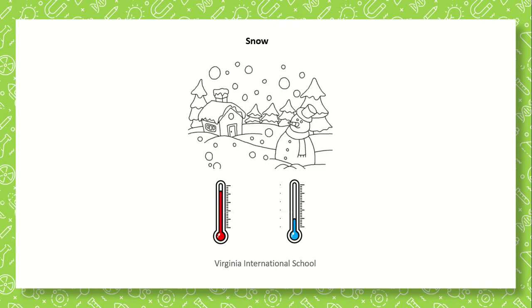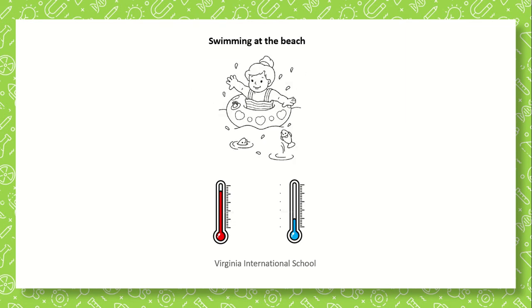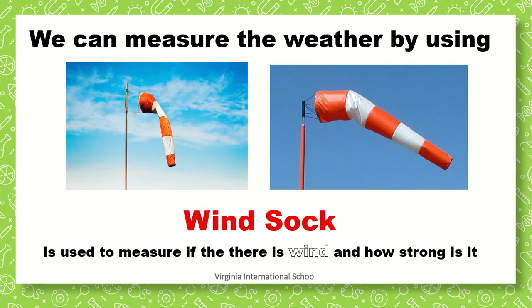Excellent. When it starts to snow, is that high temperature or low temperature? It's low. It's in the blue zone. Correct. Swimming at the beach. If I go swimming at the beach, does that mean it's summer or winter? It's summer, which means it's hot and it's high temperature in the red zone. Excellent.